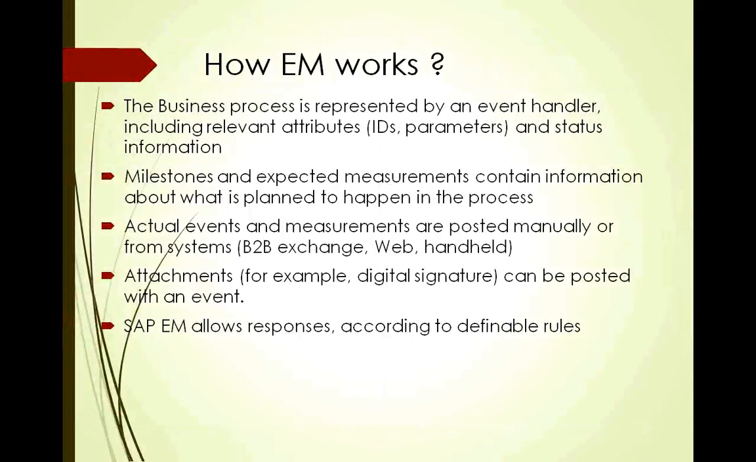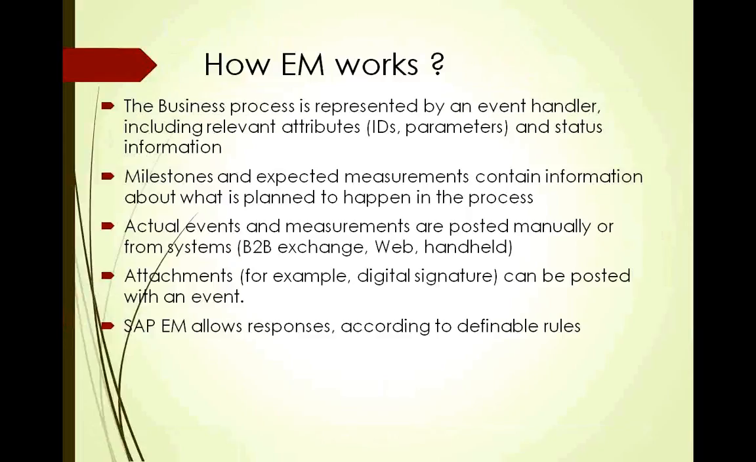Okay, so how does EM work? The business process is represented by an event handler. When you use the word event handler, you can say the basic skeleton of an event management system is this particular object, the event handler. If I give an example, in transportation management we are using freight order and freight booking as the major business objects, right? And within each object, you have to monitor the events.